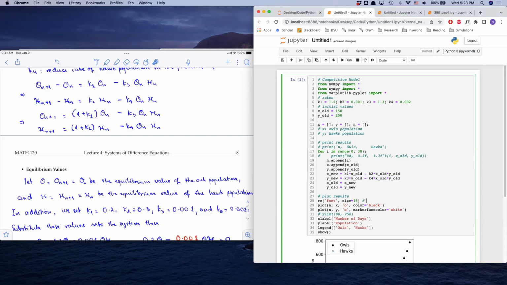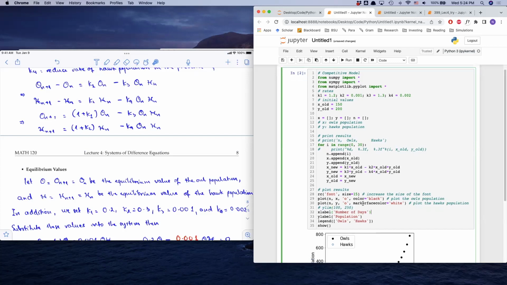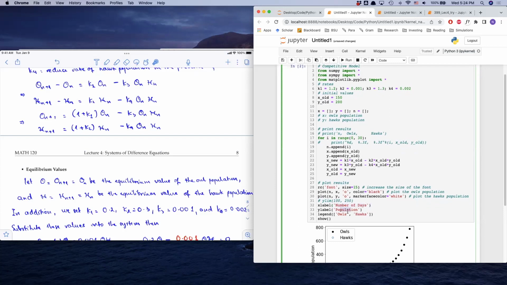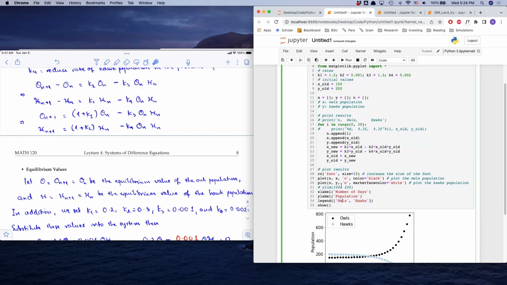So again, this code means that I want to increase the size of the font. This line of code, I want to plot the owl populations. And this line of code, I want to plot the Hawks populations. So this is the label for the x-axis. This is the label for the y-axis. This is the annotation for the graph. Because I plot the owl population first, I use owl as the first entry in the legend. And I plot the Hawks populations second. So this is the second entry in the legend.